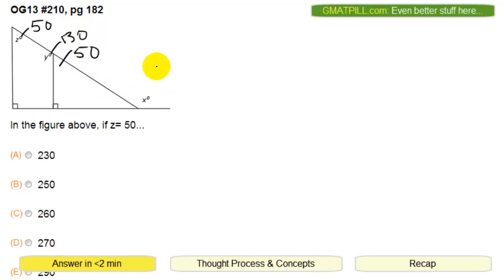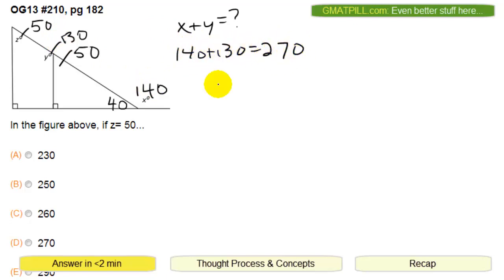So that's 130. The question is asking us again, what is the value of x plus y, right? So we already found y, that's 130. So x, well, this is a triangle, right? So that's 180. This 90 plus the 50 plus something else has to equal 180. This 140 combined, 90 plus 50, we have 40 left. And again, this 180 minus 40 is 140. And so 140 plus the 130 equals 270. So 270 is answer choice D, and that's our answer.